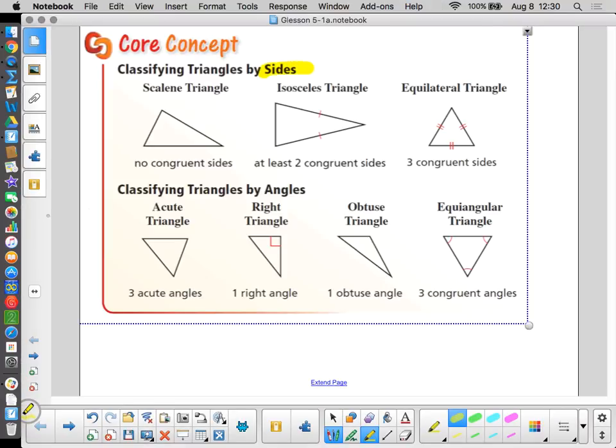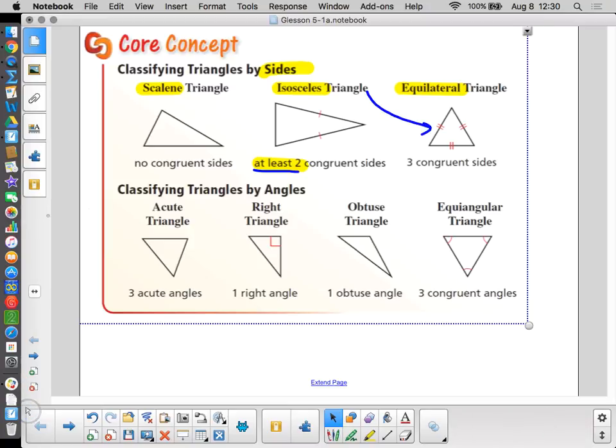When I classify by side lengths, I have basically three choices. I can have a scalene triangle, which all three sides are different lengths. An isosceles triangle, which has at least two congruent sides. And I have a special type of isosceles triangle called an equilateral triangle where all three sides are congruent. Please note that at least two sides congruent is for isosceles, which means that the equilateral triangle is also an isosceles triangle. So it's just a special type of an isosceles triangle where all three sides are congruent.